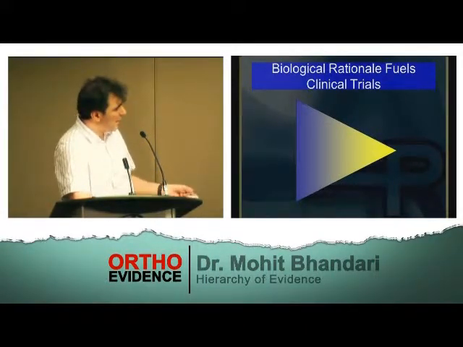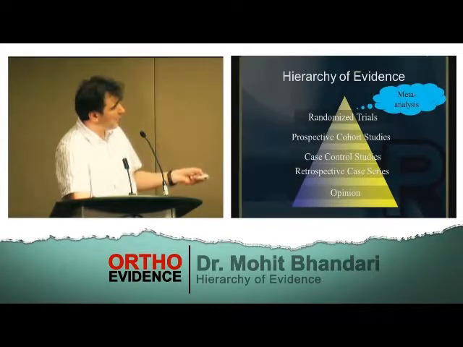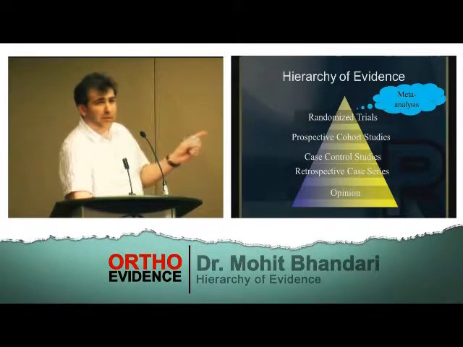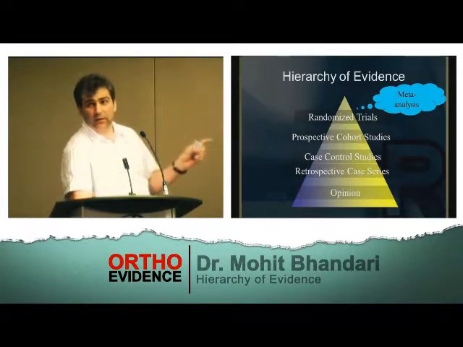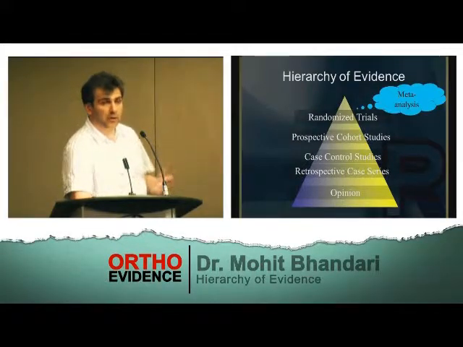With that being said, it goes from opinion at the base of this pyramid all the way up to the randomized trial and meta-analysis. The meta-analysis is up there because a meta-analysis of high-quality trials is in fact level 1 evidence. So it can be the most powerful evidence if it's high-quality trials that are what we call very homogeneous and very consistent in their findings. So you'll often see that.